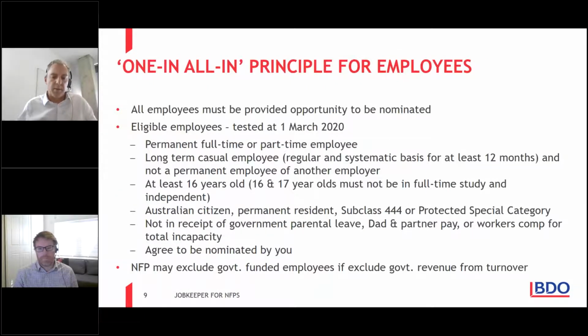The next slide we've got here is about this one-in, all-in principle for employees. So once we've gone through the calculations, we've worked out that we've had a 15% decline in revenue. The next thing then is to try and identify all of the employees that we need to nominate who are going to be eligible for JobKeeper. This one-in, all-in principle means that you have to nominate all of your employees who are eligible. You can't pick and choose who's there.